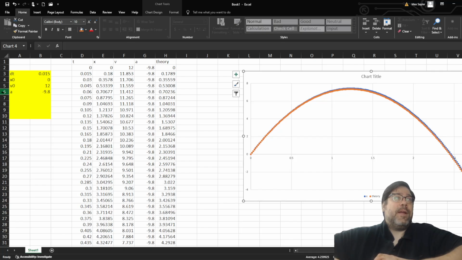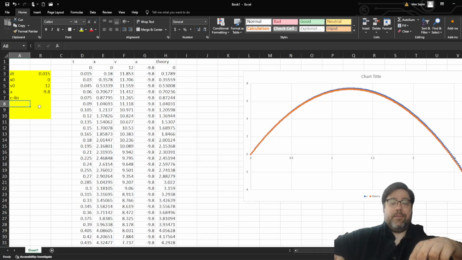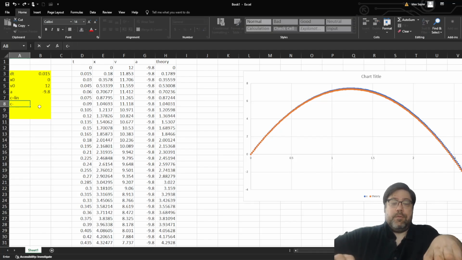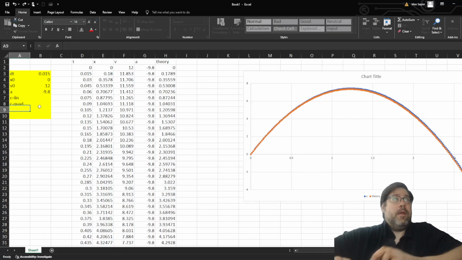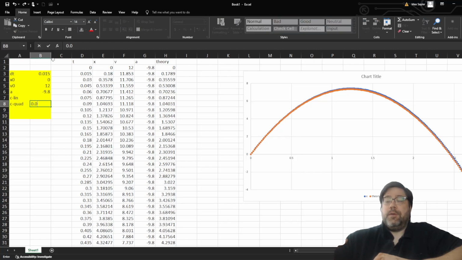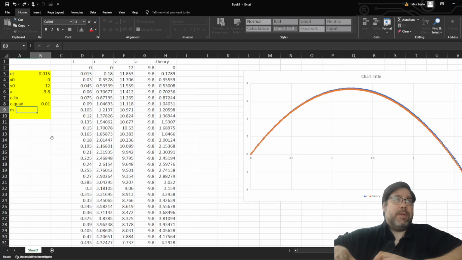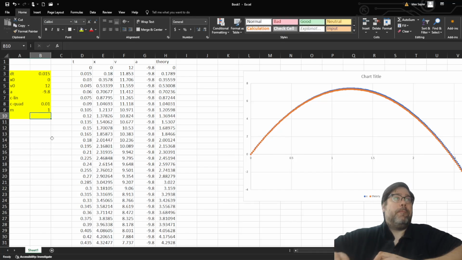Force of drag, right? So let's have a coefficient. Let's call this the coefficient of linear drag, and let's call this the coefficient of quadratic drag, right? So I'll make this 0.01 to start with. So let's say we have quadratic drag. We'll also need the mass. Let's just make the mass equal to 1.